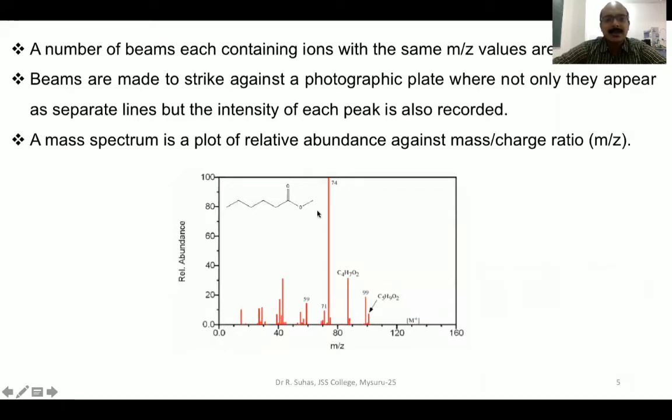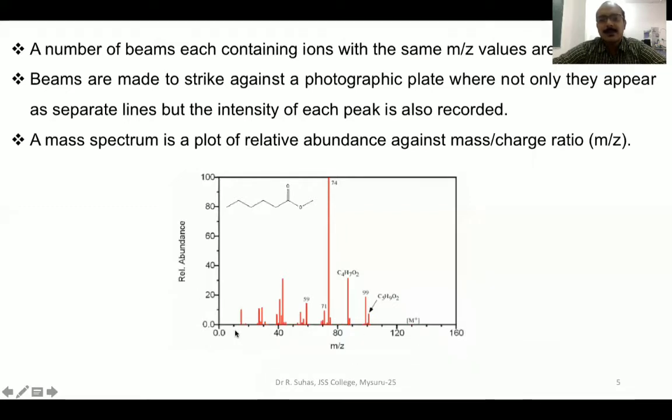This is some ester. You don't have to worry about the ester right now, but how is a mass spectrum obtained? It is obtained by the plot of relative abundance on the y-axis and mass to charge ratio, represented as m by z. Henceforth, we are not going to call it mass to charge ratio. Simply, we refer to it as m by z, and m by z will be plotted on the x-axis. So, relative abundance or intensity on the y-axis, m by z value on the x-axis.